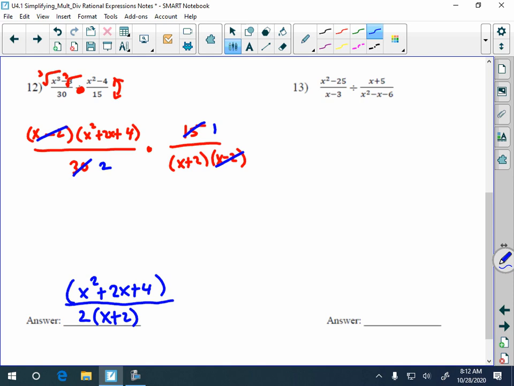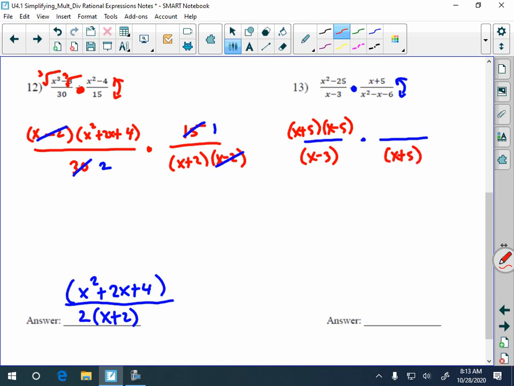All right, and then 13, this last one. Again, we're going to change this to multiplication, and we flip the right side fraction. So don't forget to flip it. We're going to factor. Okay, got to factor everything. So x squared minus 25, that's a difference of squares. So that's x plus 5, x minus 5. And then x minus 3 is on the bottom. Okay, that x plus 5 is coming to the bottom.